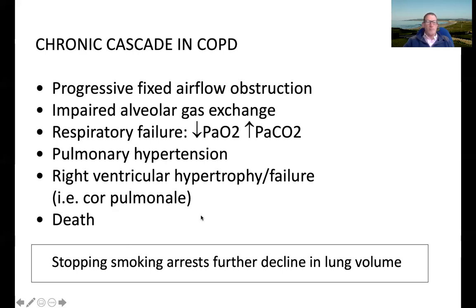But the key point here is that encouraging patients to stop smoking will arrest further decline in lung volume. So it really is important to get patients to stop smoking at any part of the disease process. Key learning point there.